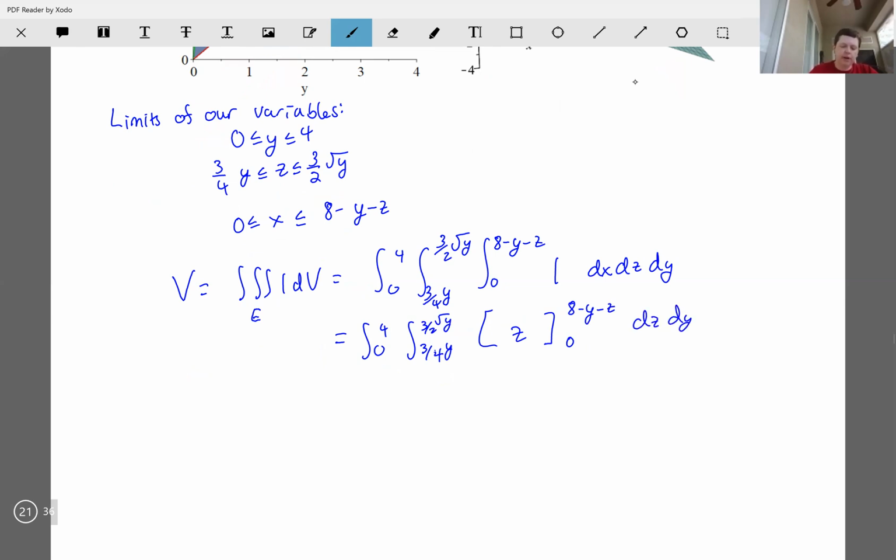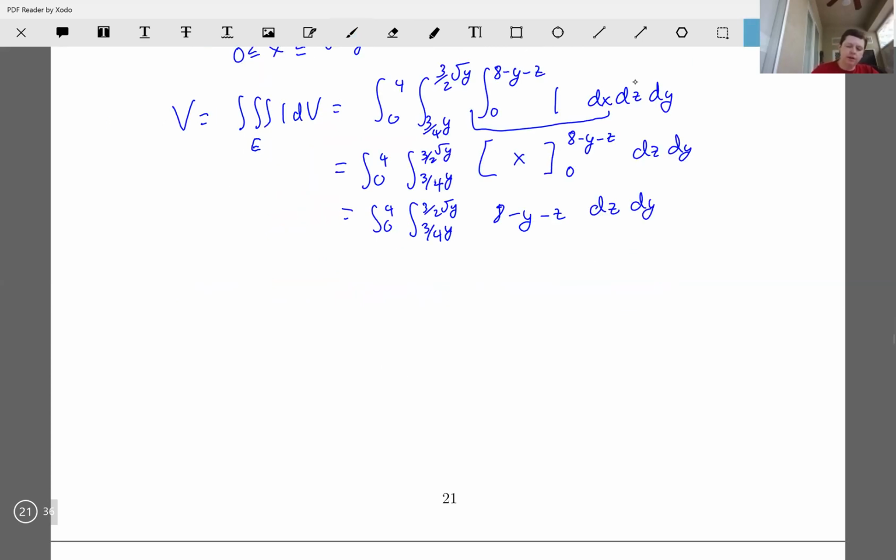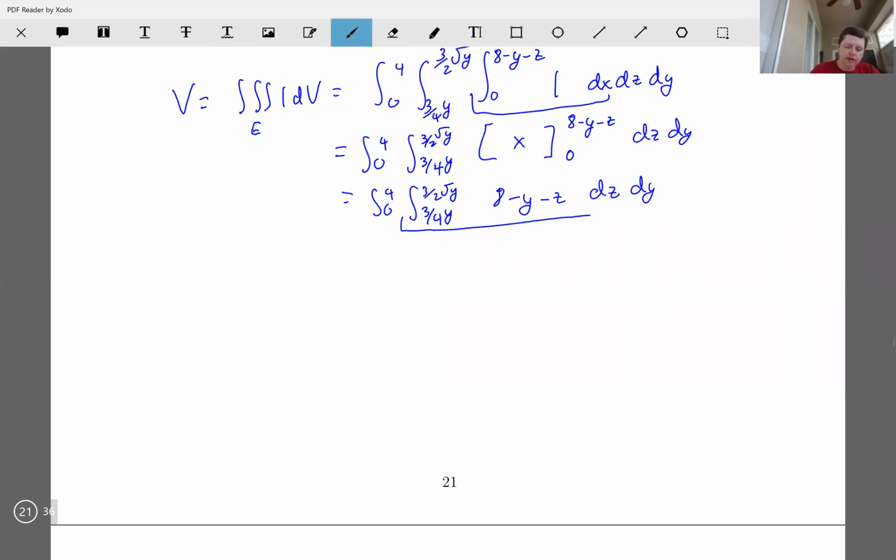I'm sorry, let me rephrase that. We don't have z, we have x. So we're going to have the integral from 0 to 4, the integral from 3/4 y to 3/2 root y. Plugging in our limit, we get the function 8 minus y minus z. And next, we're going to integrate with respect to z.